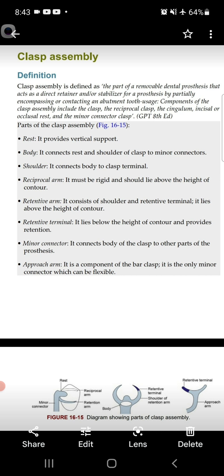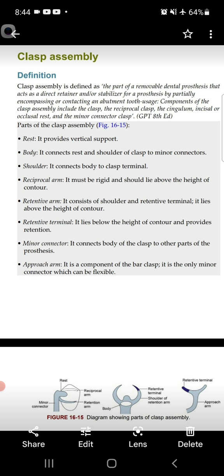Remember, in our March NLE exam, this question came. Parts of clasp assembly, they gave different parts and minor connector was mentioned. Meaning there are four parts of clasp assembly. Number one is the clasp, second is the reciprocal clasp, third is the rest, and fourth is the minor connector. These are the components of the clasp assembly. Now clasp assembly acts as a direct extracoronal retainer. Now come to the parts of clasp assembly.